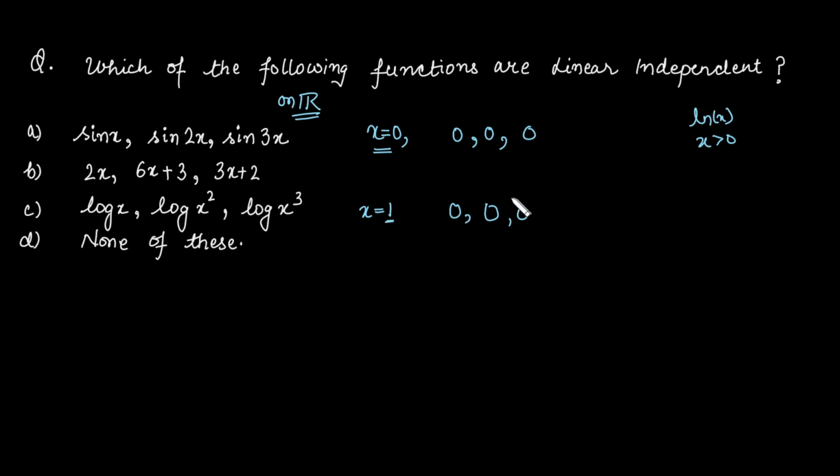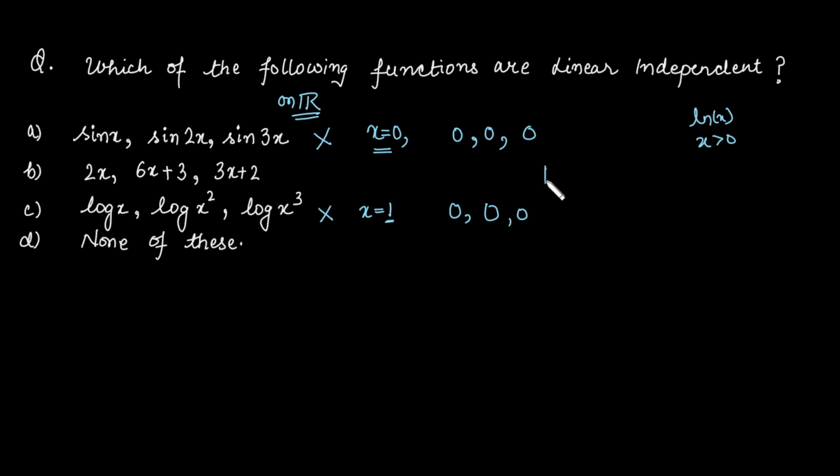So it means we can say that these functions are not linearly independent. From here we can directly discard options A and C. Just figure out option B. If you take 0, we have 0, 3, 2. If you take 1, we have 2, 9, 5. This type of numbers we have; we never get the same numbers or the same quantities.